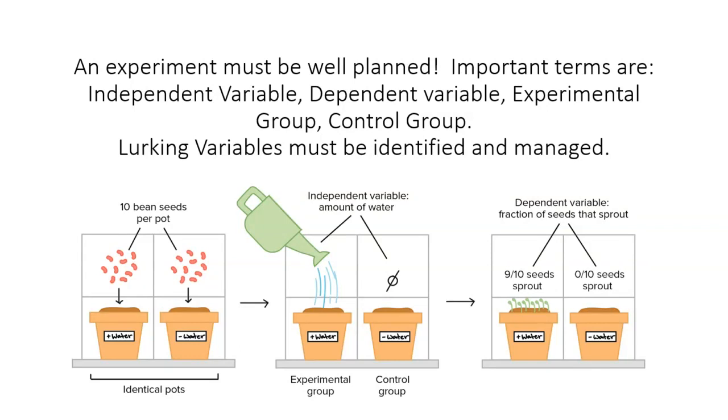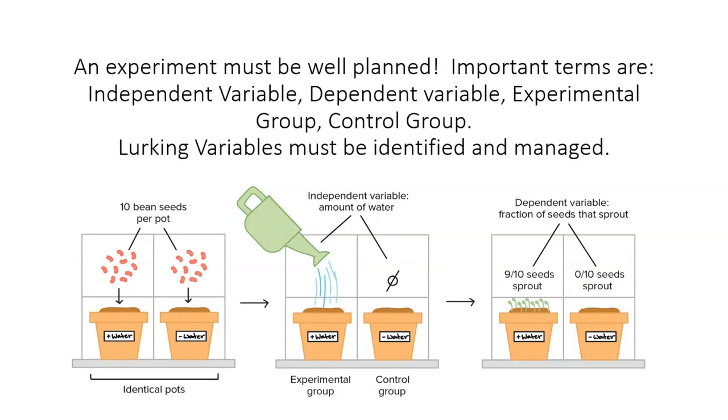Now, lurking variables must be identified and managed. In this particular case, first diagram there, you can see we have 10 bean seeds per pot. They're each going to be planted in the ground in each pot and placed in front of a window. You can see here in the middle diagram, the independent variable is the amount of water. One pot is going to get water, the other one is not going to get water.